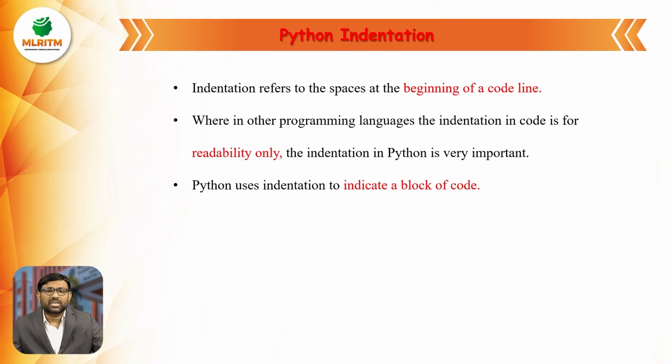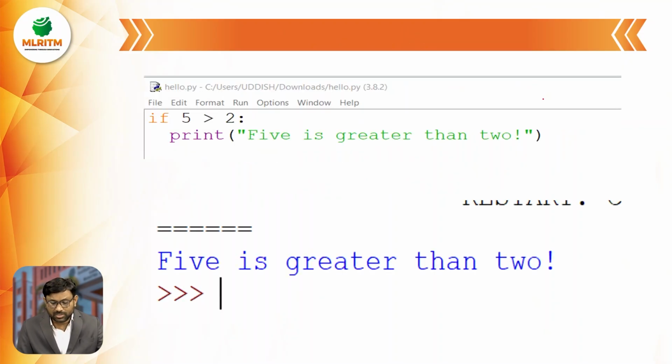Generally, in other programming languages we use curly brackets to represent a block of code, but in Python we use indentation to represent a block of code. Indentation refers to the spaces at the beginning of a code line. So here you see, there is a space at the beginning of the code line.